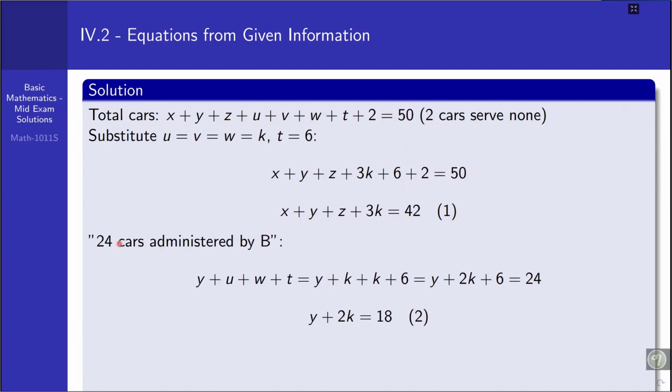And secondly, 24 cars are administered by department B. That means Y plus U plus W plus T is equal to Y plus K plus K plus 6, because U, V and W are equivalent to each other and are represented by this constant K. So Y plus twice K plus 6 is equal to 24, the total number of cars administered in department B. Therefore, when we solve this, taking 6 to the right side, we have Y plus 2K is equal to 18. Let us call this the second equation.